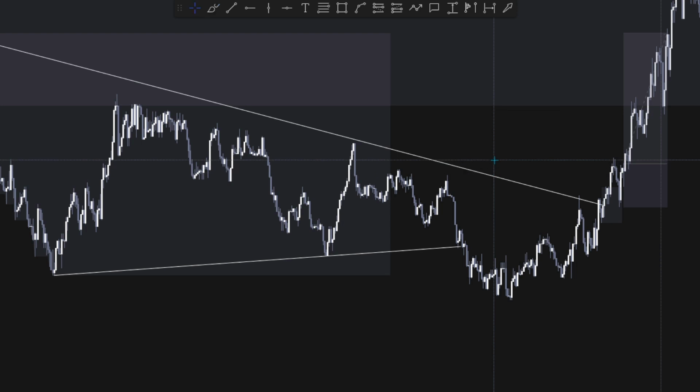Because if I was waiting for liquidity to be swept 100% of the time, then I'd be too fixated on waiting for that sweep. So you take a step back, relax, don't overcomplicate it.